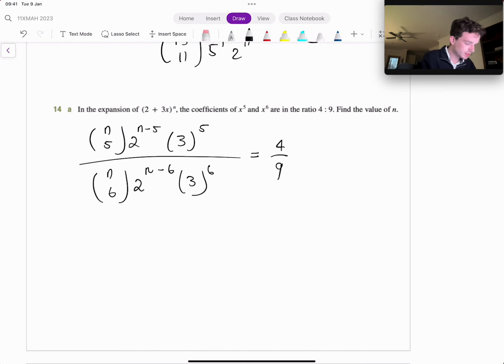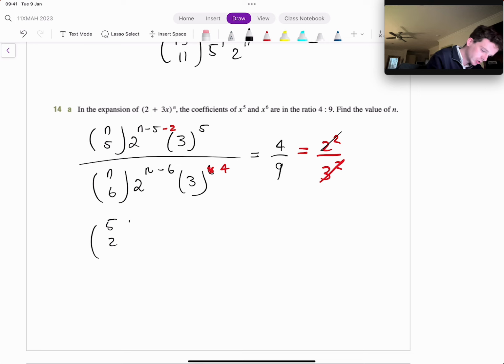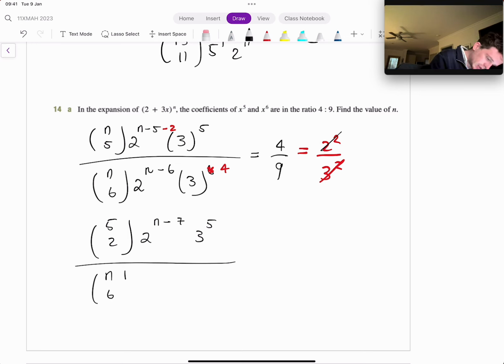Okay, so there's a few different things we can do here. I'm going to realize that this is equal to 2 squared over 3 squared. So doing some cancelling, we can take off 2 squared from here and take away that from up here. And then we can take off 2 3s from here and make that a 3 to the power of 4. So we've got n choose 5 times 2^(n-7) times 3^5, over n choose 6 times 2^(n-6) times 3^4.